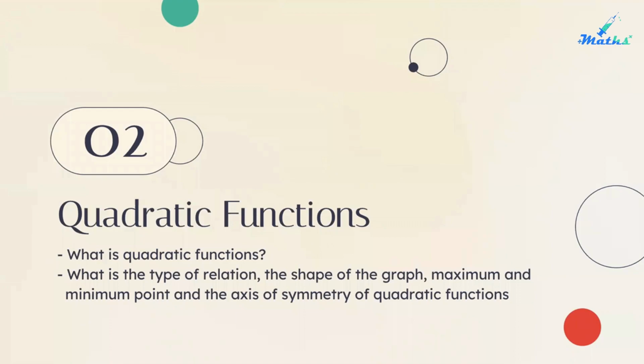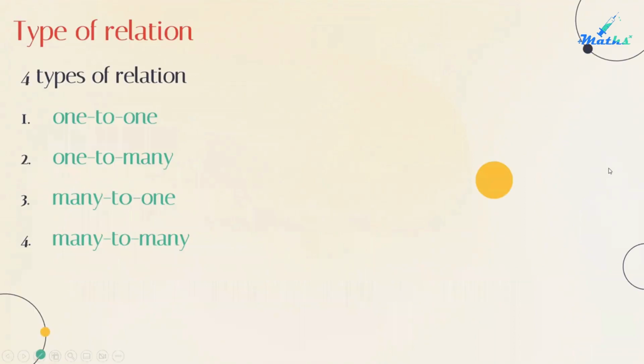Next, we proceed to our second topic, quadratic function. What is a quadratic function? Okay. Let's start with the types of relation. There are 4 types of relation, which are 1-to-1, 1-to-many, many-to-1, and many-to-many. The type of relation of a quadratic function is many-to-1.